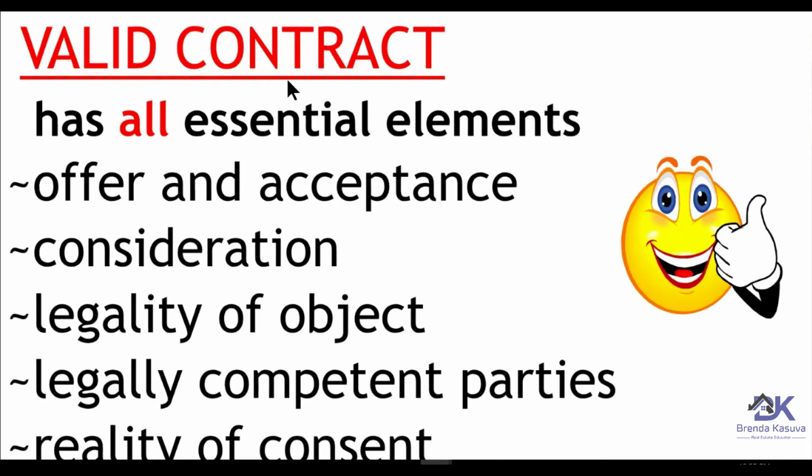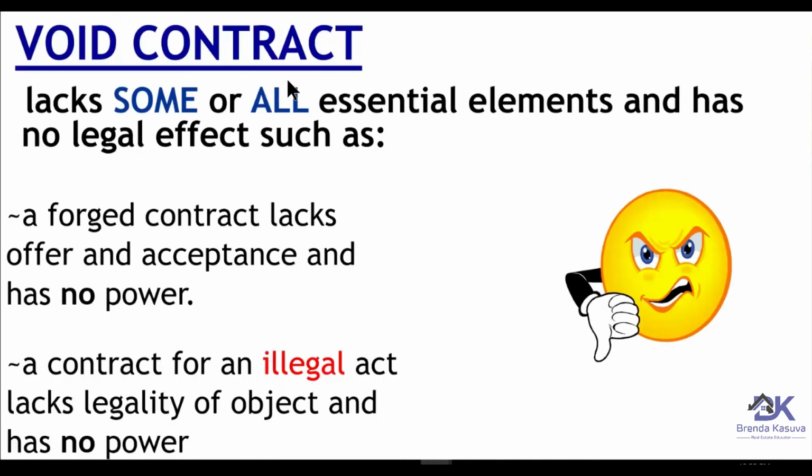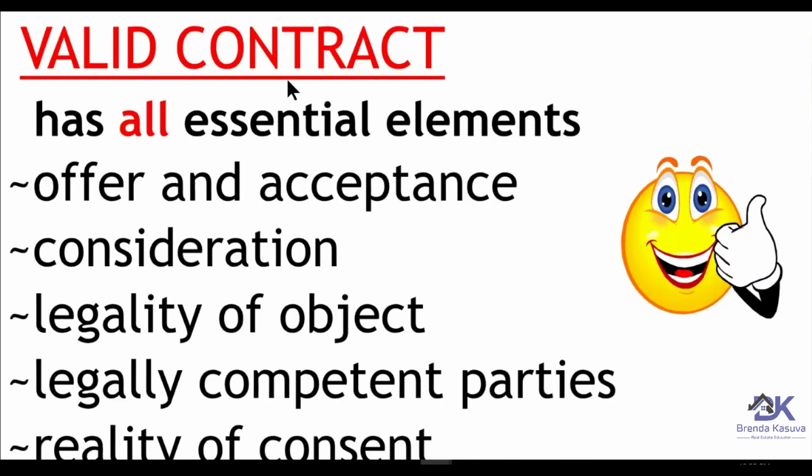Okay. So let me massage that a little bit. What you mentioned is a void contract. A void contract is the one that's missing one of the 5. So a void contract is where we don't have consideration. We don't have, from the very beginning, we never had offer and acceptance. It's missing one of these 5. That's a void contract.